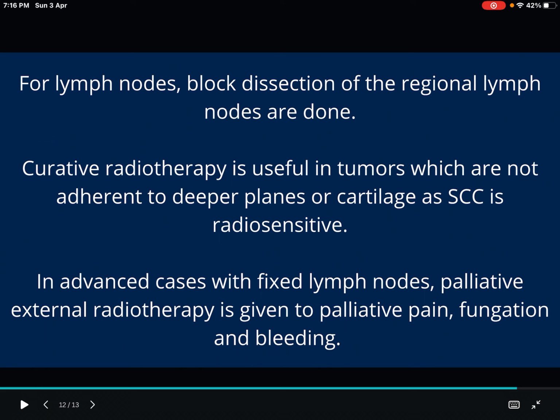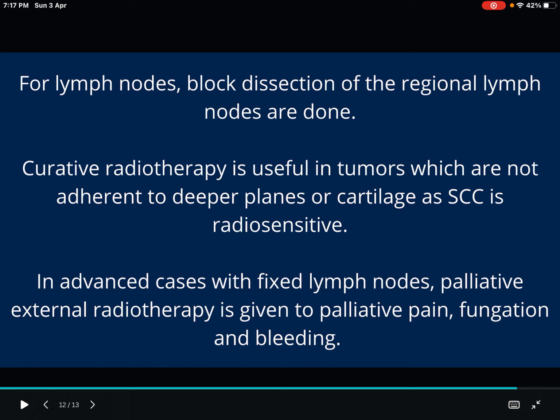Radiotherapy, as I have told prior, there are 2 types. One is curative radiotherapy and one is palliative external radiotherapy. Curative means we have to cure the disease. Curative radiotherapy is useful only in tumors which are not adherent to the deeper plane or deeper cartilages, because squamous cell carcinoma is radiosensitive, so we can cure the cancer with radiotherapy.